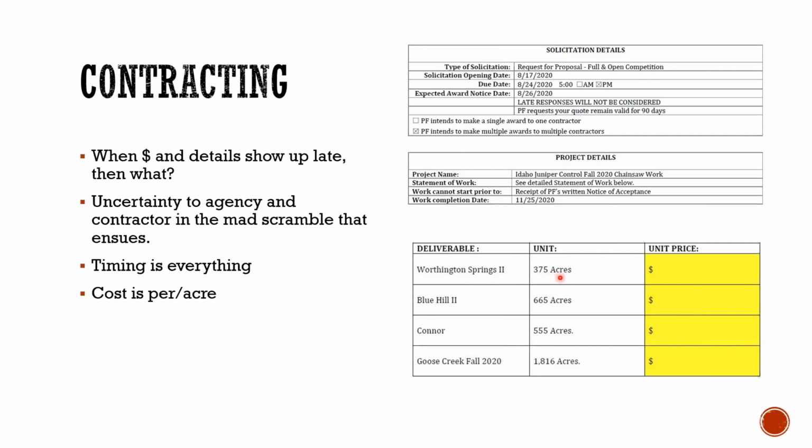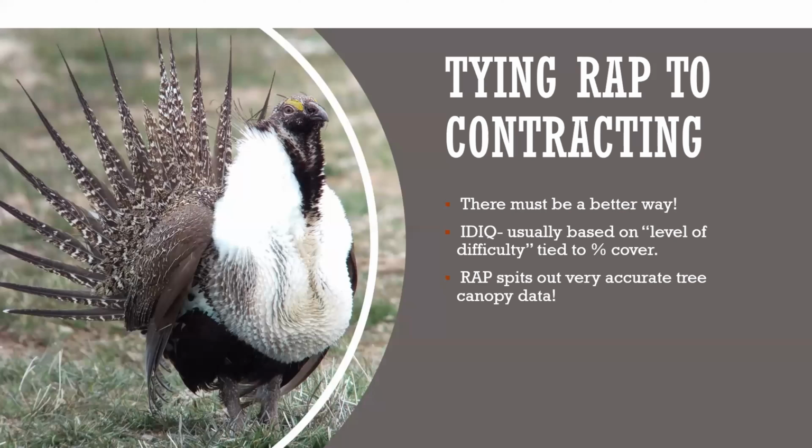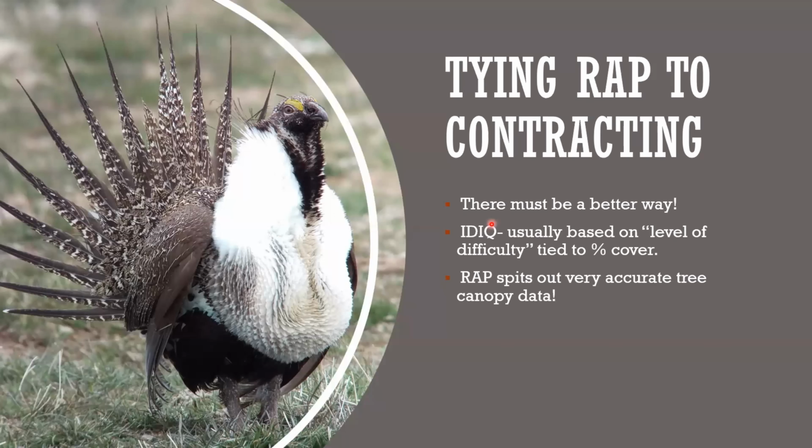Here's how many acres it is. I want a price of dollars per acre, basically. And I say timing is everything, because it's usually worked out, but there's, like I say, not a lot of room for error on that stuff. So it all left me wondering, there must be a better way.